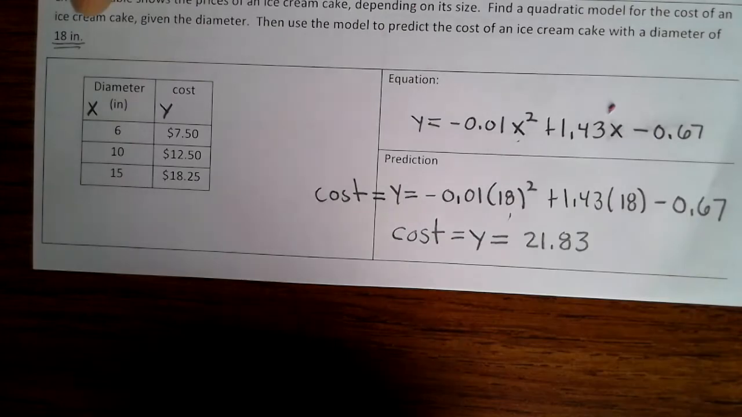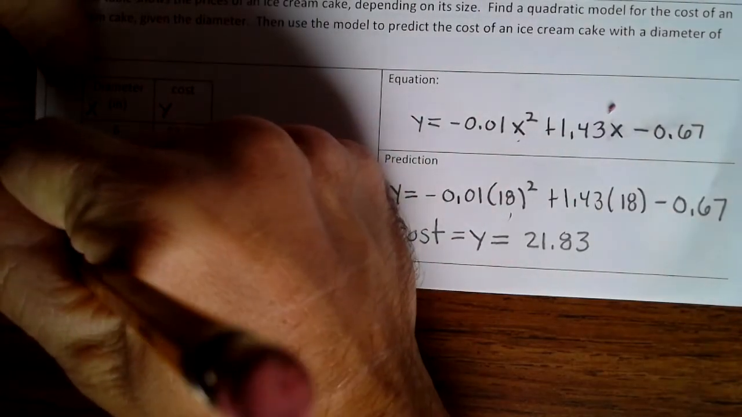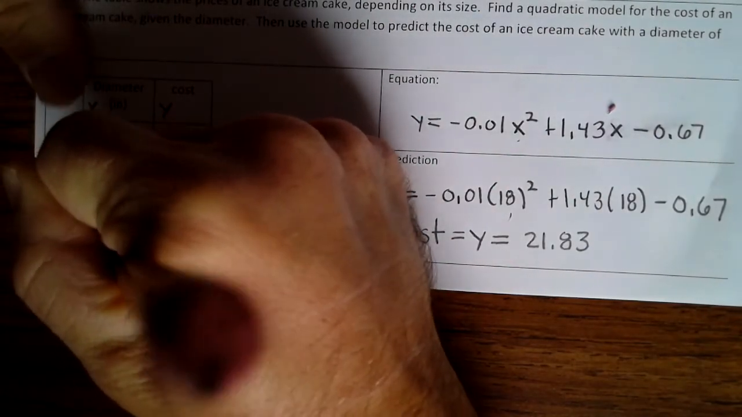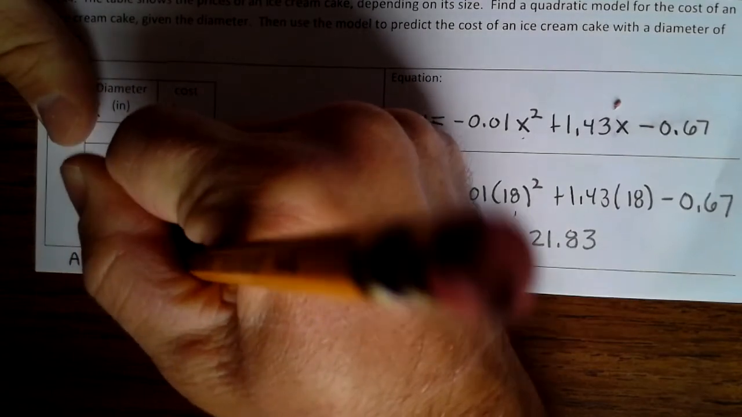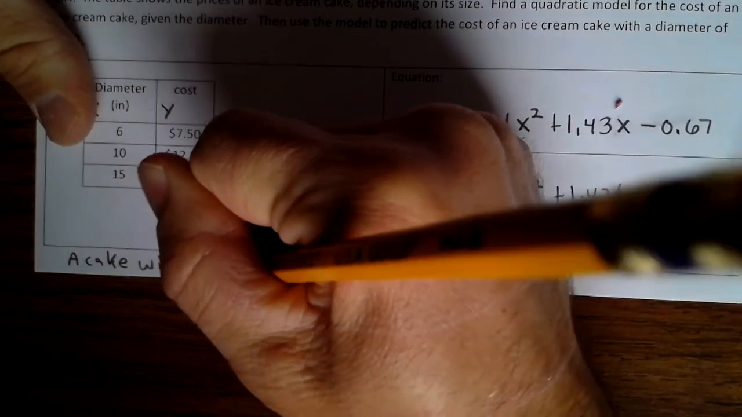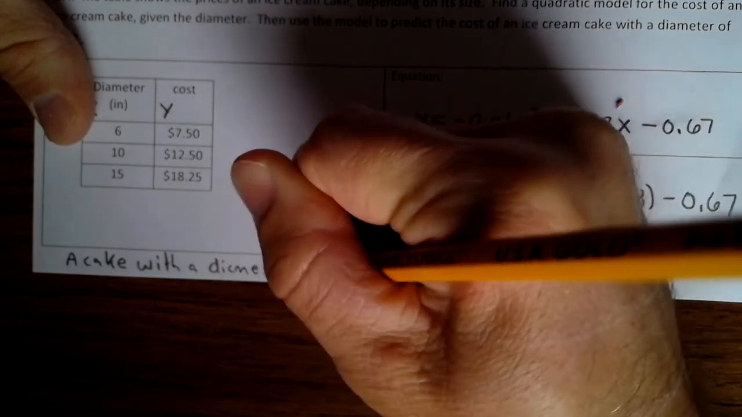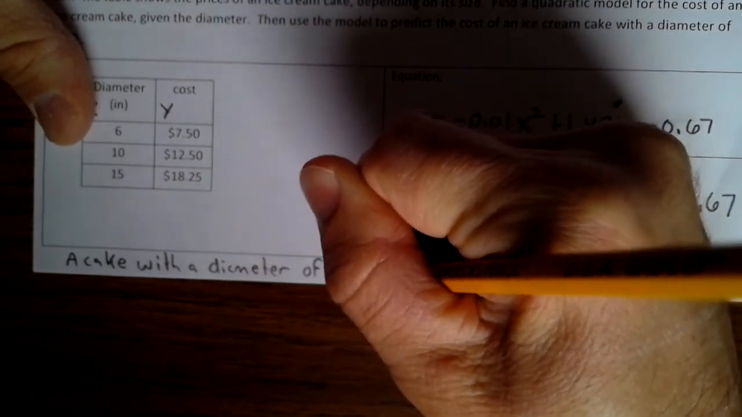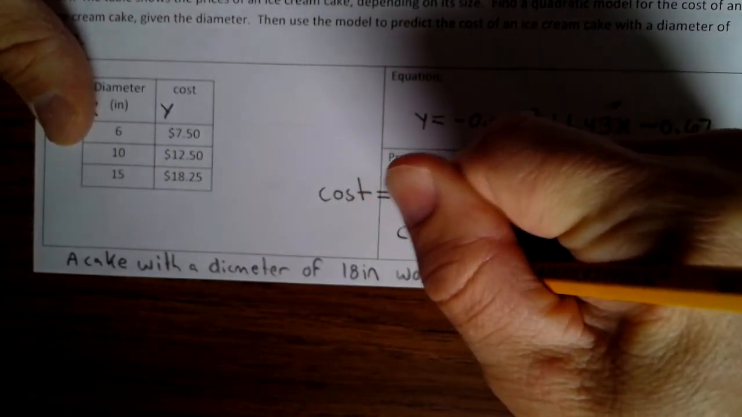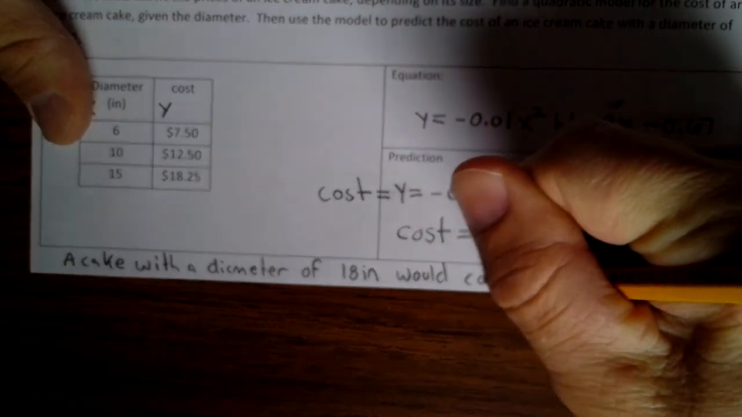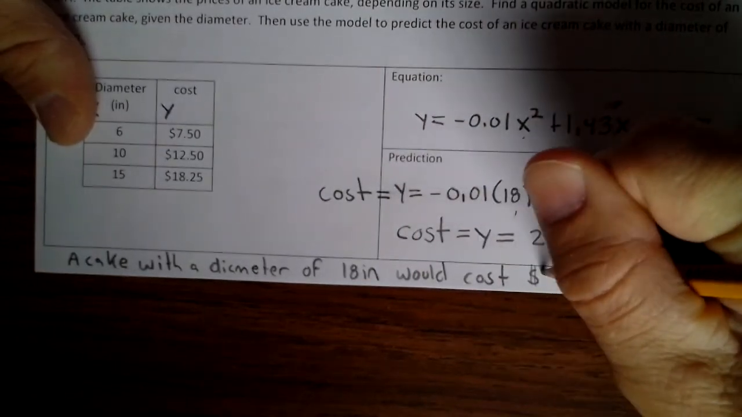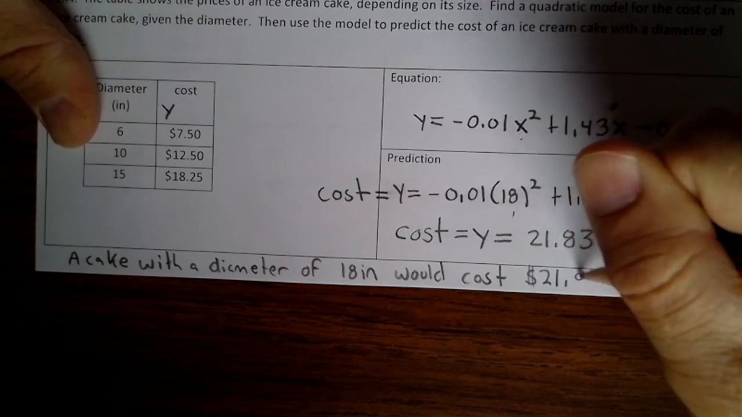Okay. So you would just state your conclusion. So you would say a cake with a diameter of 18 inches would cost $21.83.